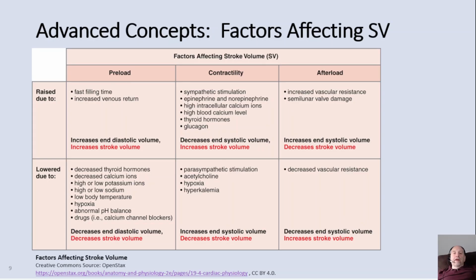Anything that can improve end diastolic volume, such as quick filling time or an increased venous return, will improve preload and stroke volume. A unique characteristic of cardiac muscle is that when it is stretched, it contracts with a greater force, a property called the Frank-Starling mechanism, or Starling's law. An example of this concept would be inflating a balloon.